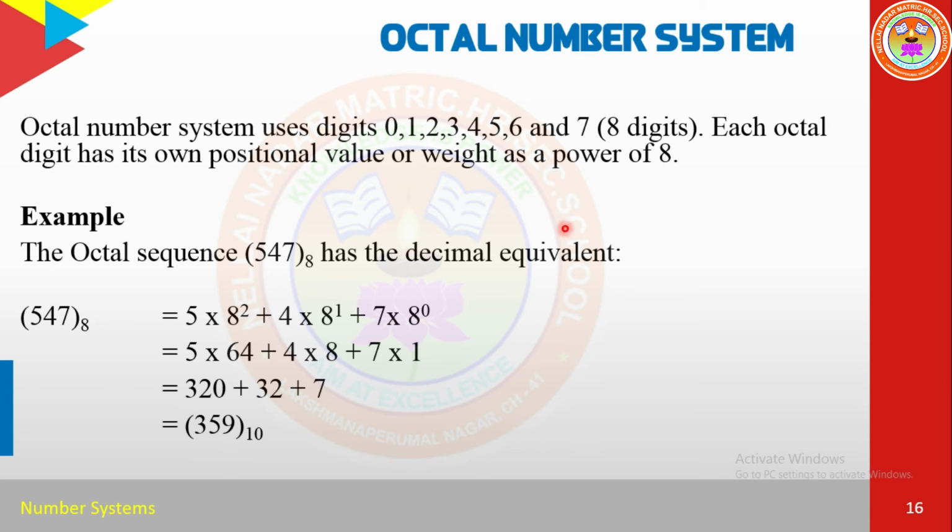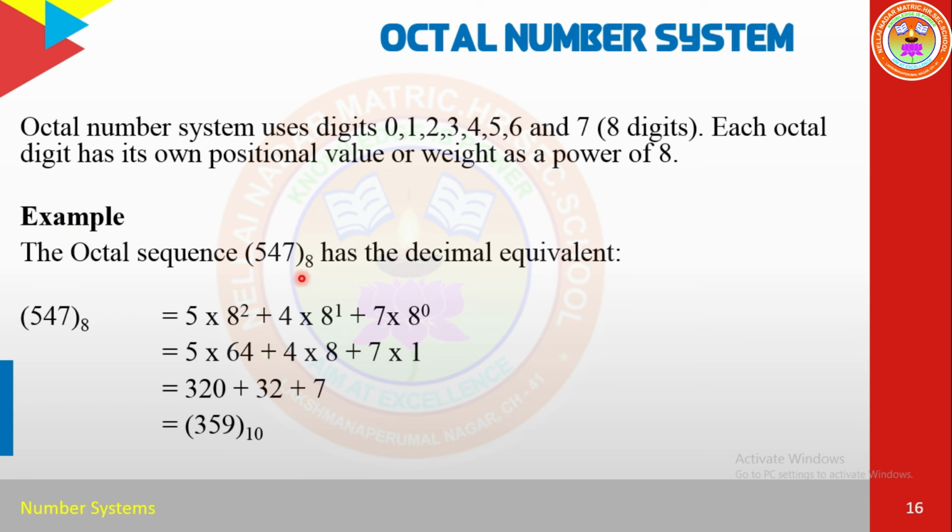Each octal digit has its own positional value or weight as a power of 8. In the previous topic, binary, the base value was 2: 2 power 0, 2 power 1, like that. So here in octal the base value is 8, so obviously we are going to use 8 power 0, 8 power 1. That's why the position value should be allotted. So this is the definition of the octal number system.